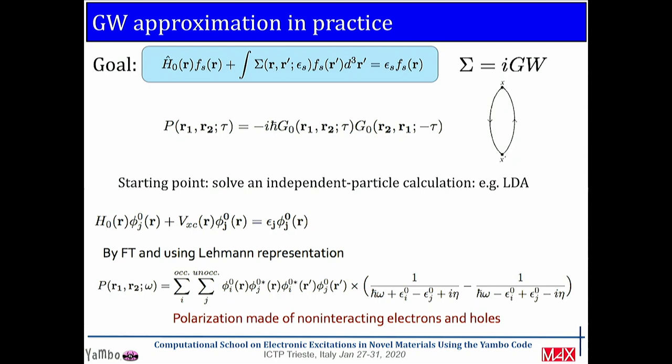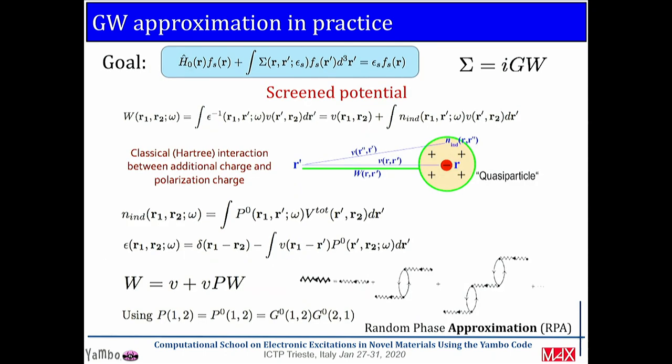So, the first step is to solve an independent particle calculation, for example, an LDA or any other flavor of density functional theory, and we can build in this way the expression, in real space, of the polarization that is made of non-interacting electrons and holes, as shown here in this diagram. With this choice of the polarization, we arrive at the expression of the screened potential that obeys a Dyson equation, as was shown by Andrea yesterday.